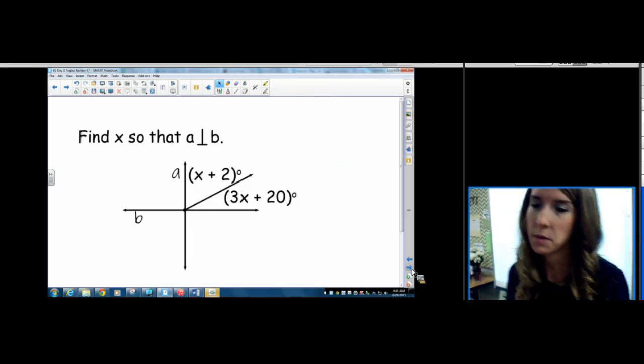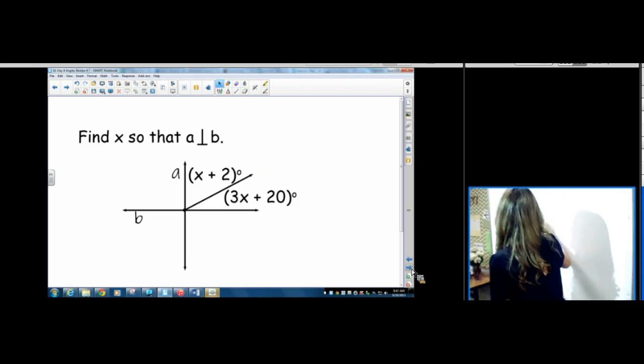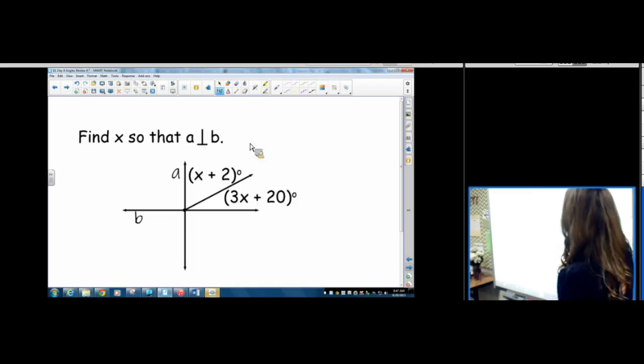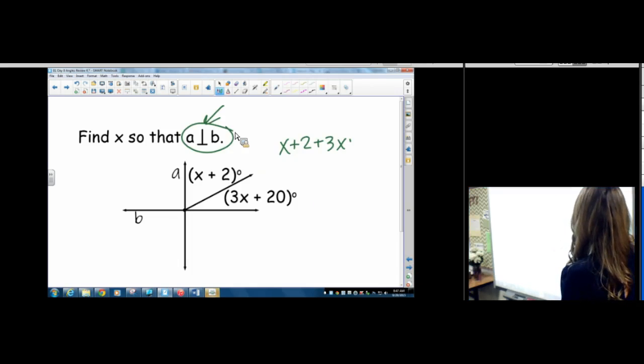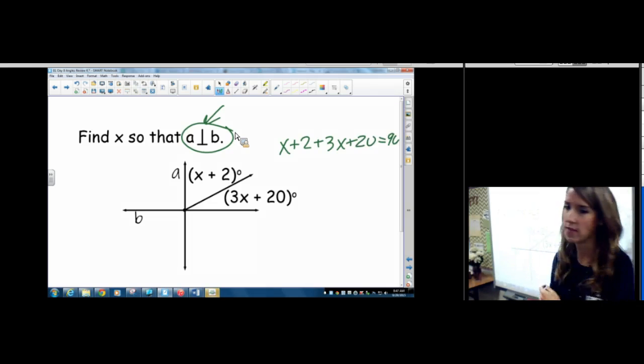So the answer to this one was 17. We know that if we want A to be, this means perpendicular. If we want A to be perpendicular to B, then we would add these to equal 90. And X would end up being 17 on that one.